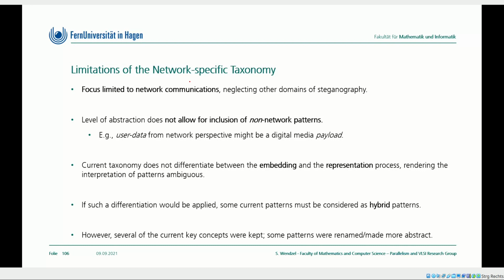And the current taxonomy does not differentiate between the embedding and representation process. So this is a key issue here, rendering the interpretation of patterns ambiguous. I speak about this on a separate slide. And if such a differentiation would be applied, then some patterns that we already knew would be considered as hybrid patterns, like the temperature pattern or the value influencing pattern.